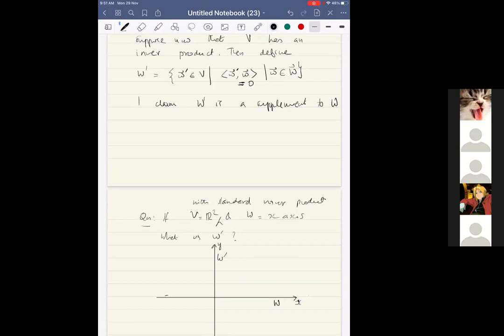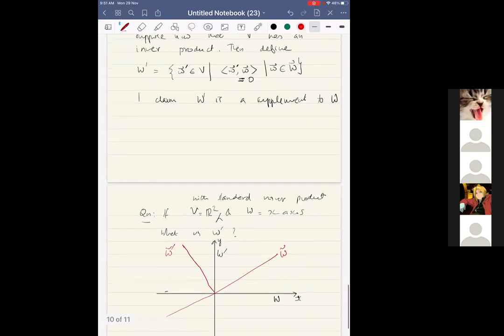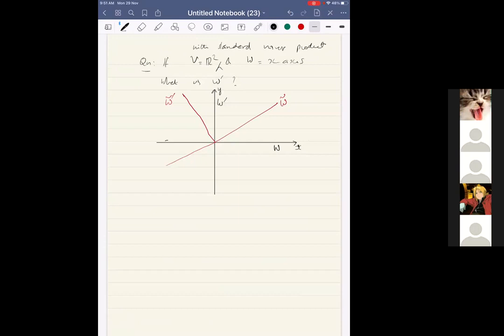If W is this, what is W prime? It will be this. Another question. If V is R3, and again, W is the x-axis. So let me. Excuse me, sir. Just 1 second.